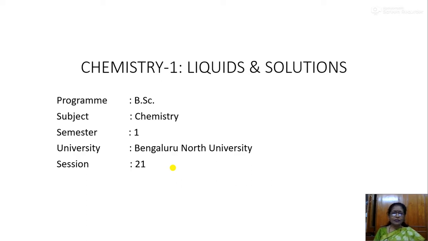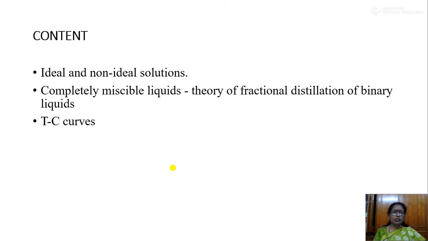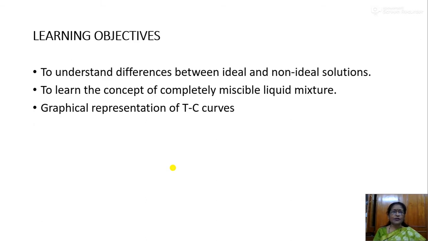First semester BSc Chemistry, section 21 of liquids and solutions. These are all the content we have to study in this: ideal and non-ideal solutions, completely miscible liquids, theory of fractional distillation of binary liquids, TC curves. TC curves are temperature composition curves or boiling point composition curves.